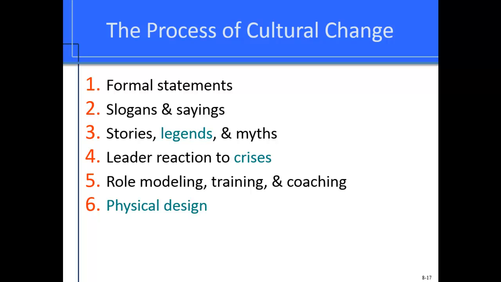Role model training and coaching. As you're in an organization, you may find some of these people that model what the culture is expected to be there. And as these role models maybe change a little bit, so will that culture. Training that you're given by an organization will help change that culture. And in our book, we got an example for physical design, and our example was Intel previously using cubicles to promote equality, but now using open seating arrangements to encourage collaboration and innovation amongst the members in its organization.